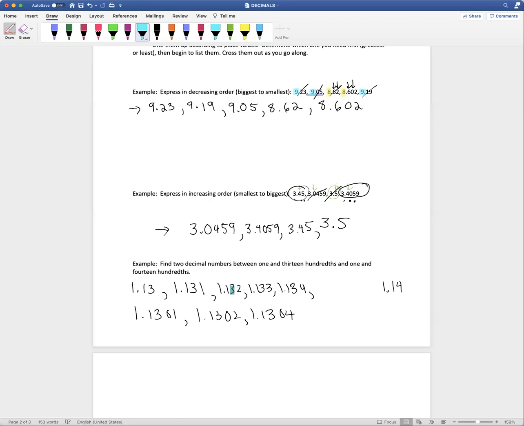Okay, so 2 examples. Let's do this one and this one. Here are 2 examples of decimal numbers that are in between these 2 numbers over here. Okay, I hope that you learned a lot regarding how to order decimal numbers, how to compare decimal numbers, and how to find some other decimal numbers that are between other decimal numbers.